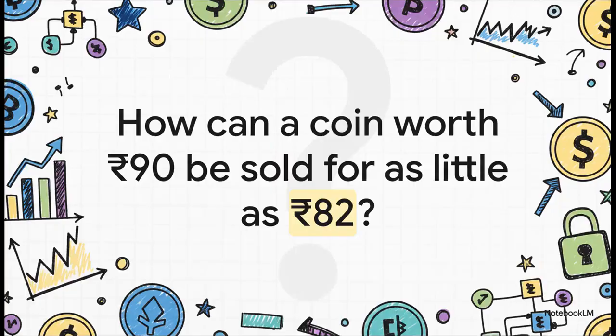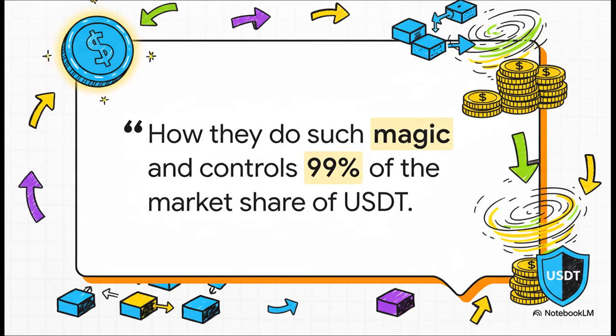Let's dig in. So here's the central puzzle, right? A stablecoin like USDT is pegged to the US dollar. That means it should always be worth around 90 rupees. So how on earth could anyone sell it for 82 rupees and not lose their shirt? On the surface, that just sounds completely impossible. Our source material even calls this whole thing a type of magic. It claims it's used by a very select few to control a massive chunk of the market. Now that is a bold statement. So how do they supposedly pull off this trick?